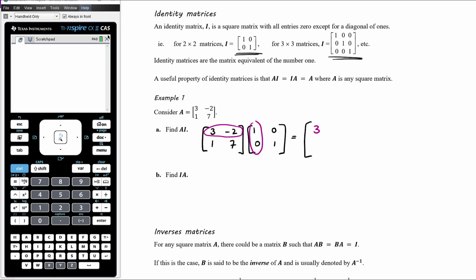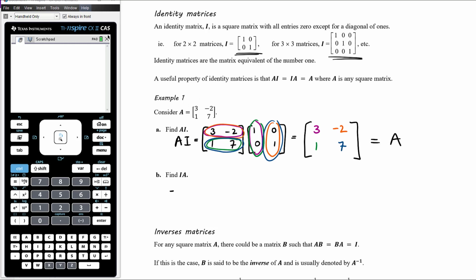Okay, and then top row times right column is going to give me the number in the top right. So 3 times 0, which is 0, plus negative 2 times 1, which is negative 2. So 0 plus negative 2 is negative 2. Bottom row times left column gives me the number that goes in the bottom left. 1 times 1 is 1, plus 7 times 0, which is 0. So we just get 1. And then finally, bottom row times right column goes in the bottom right. 1 times 0 is 0, plus 7 times 1 is 7. And so what we actually see is when we do A times I, it is just the same as A.